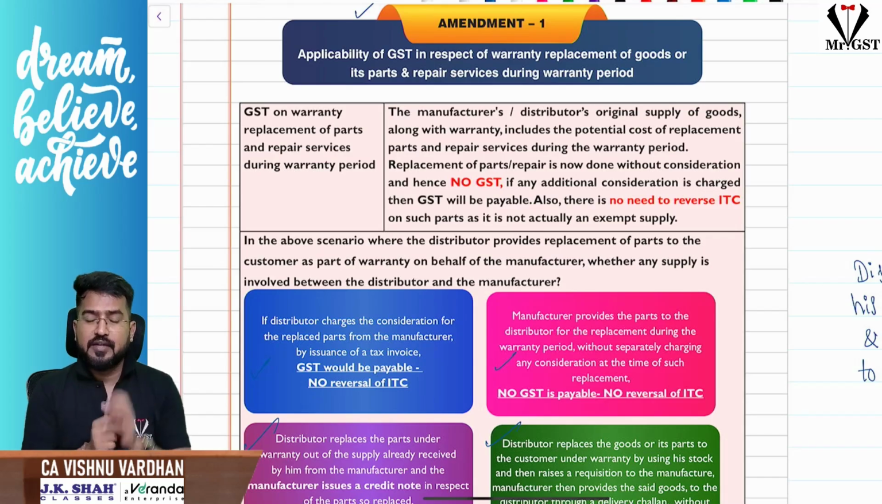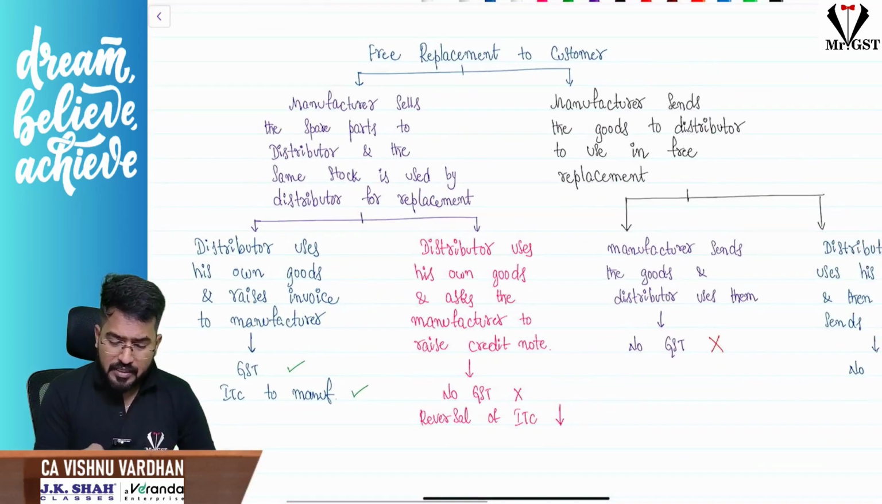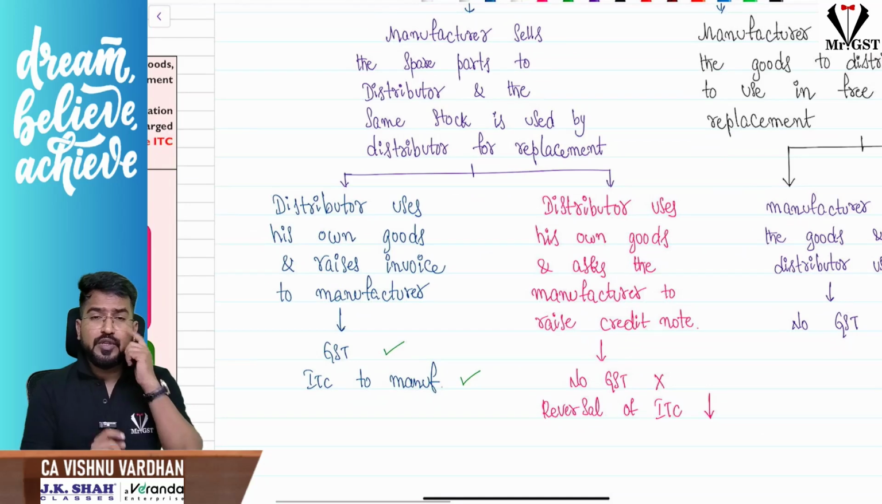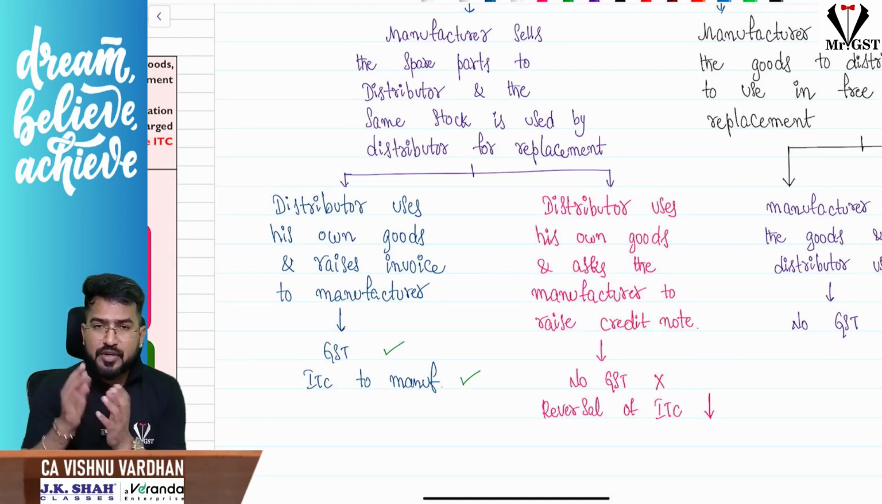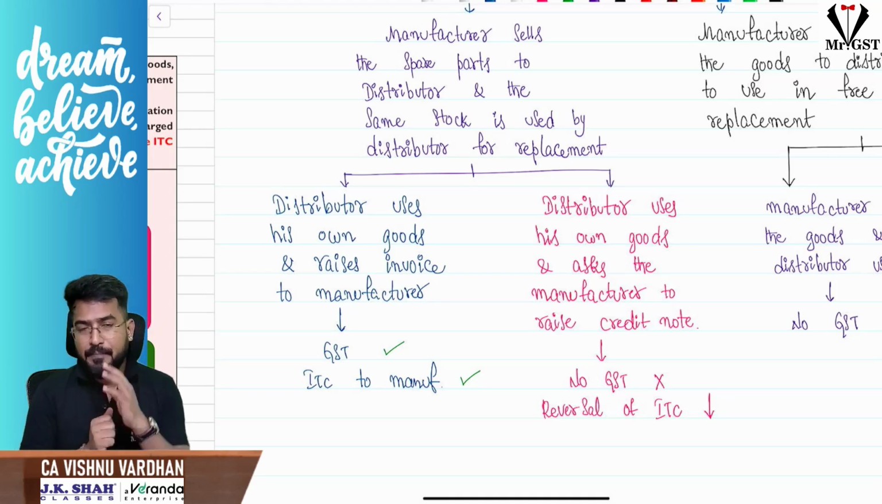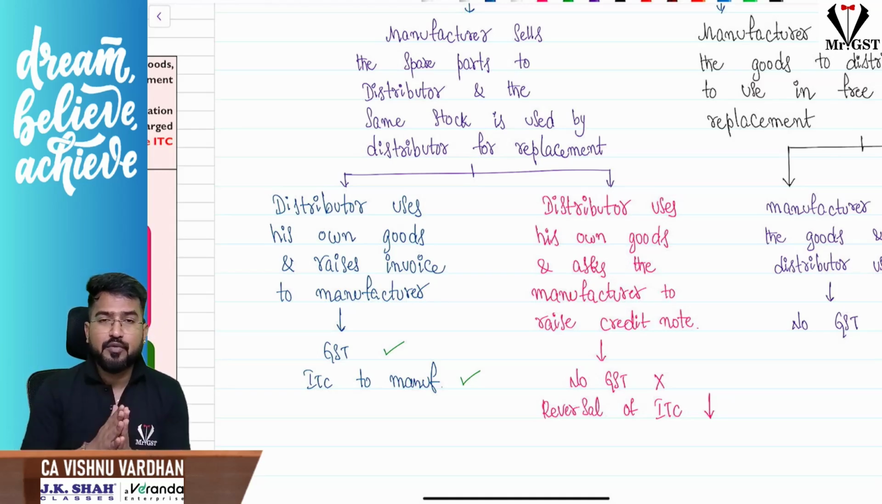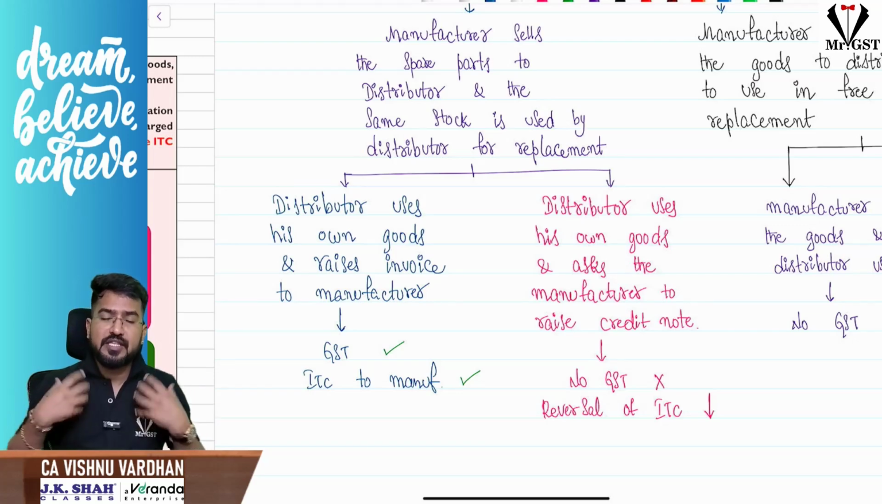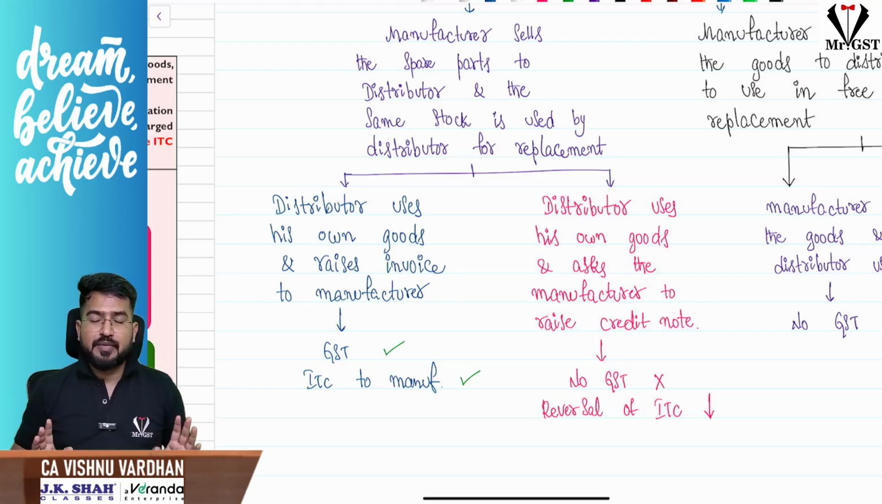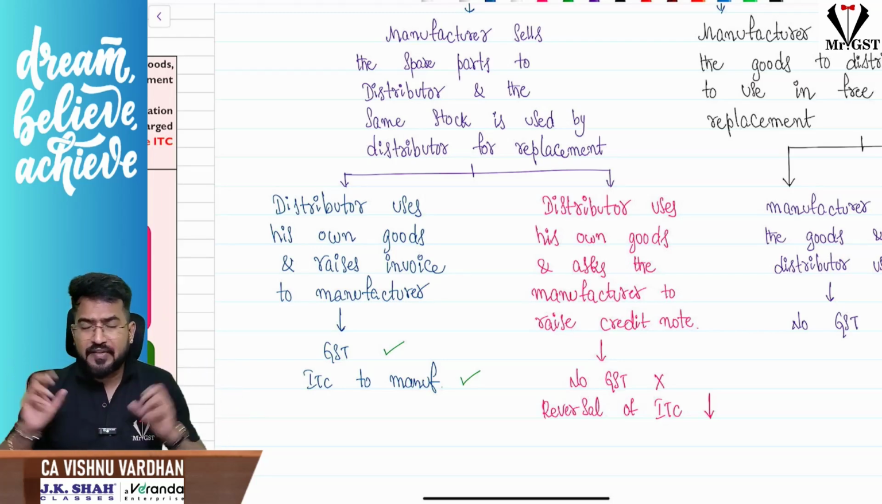What about that, sir? See, now understand, in this free replacement, actually the manufacturer has the responsibility to do free replacement, but the distributor is the person who is the one point of contact to the customer. So the distributor or dealer, whatever it is, sir, he is using his goods and providing free replacement. For him, the manufacturer will pay money. Okay, now how do we treat this under GST?